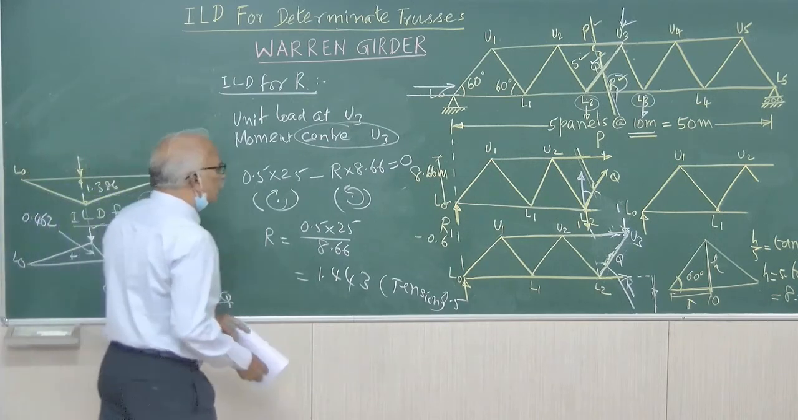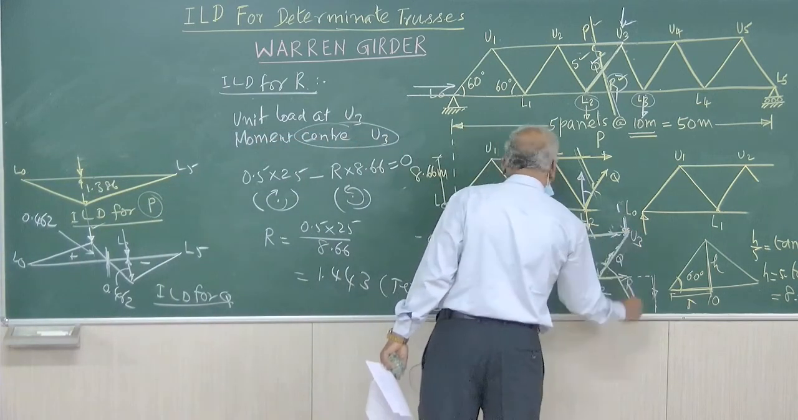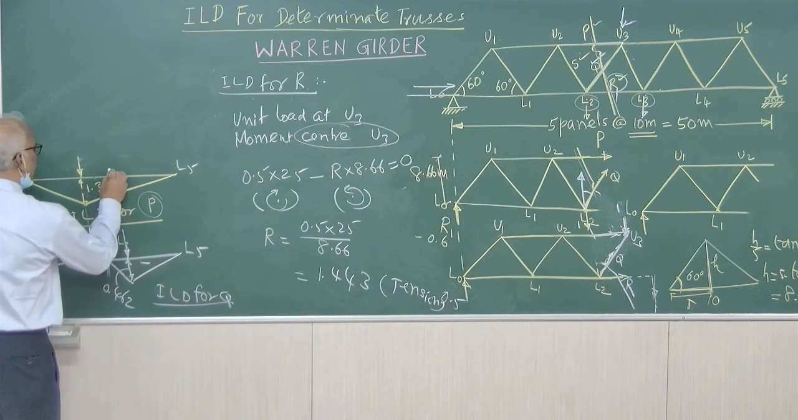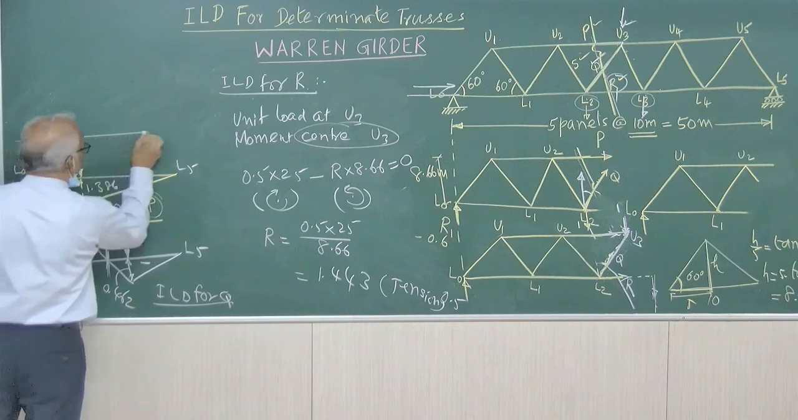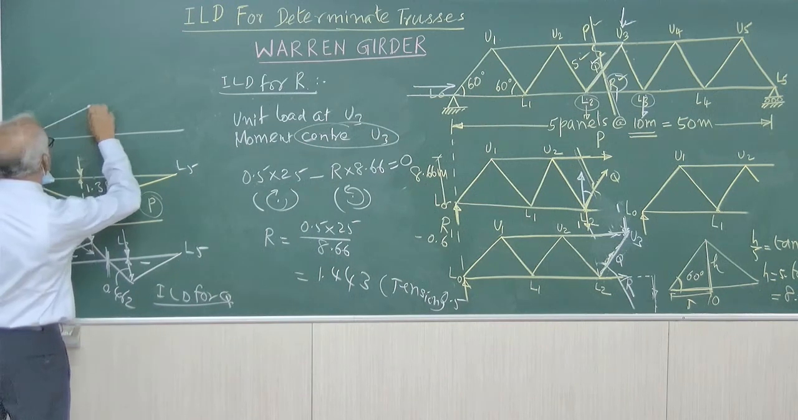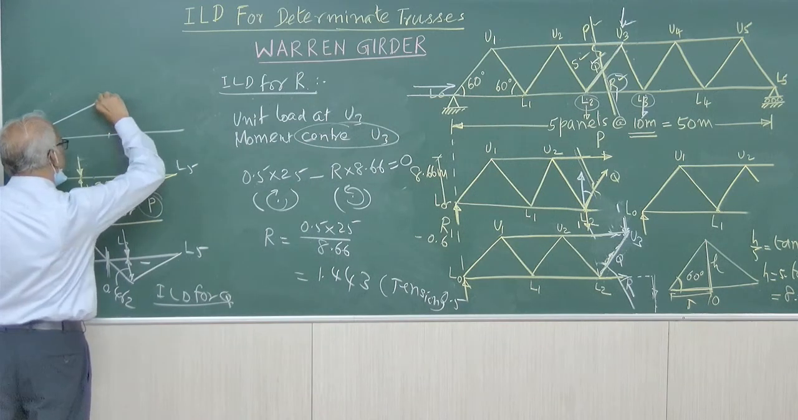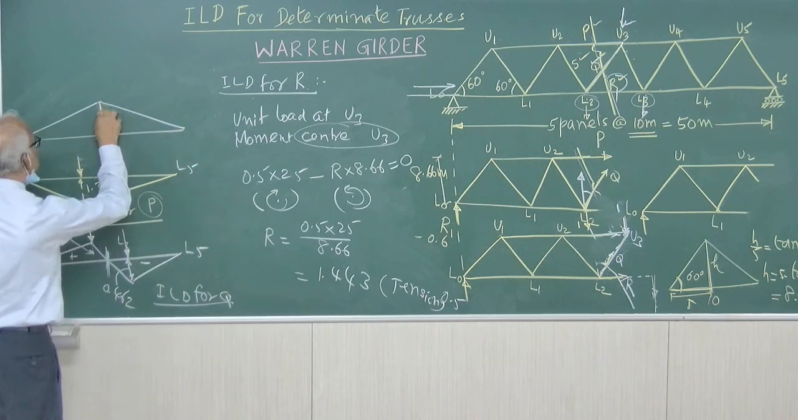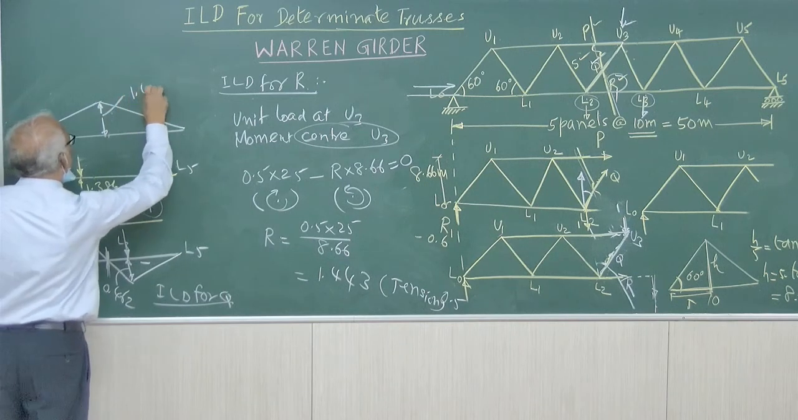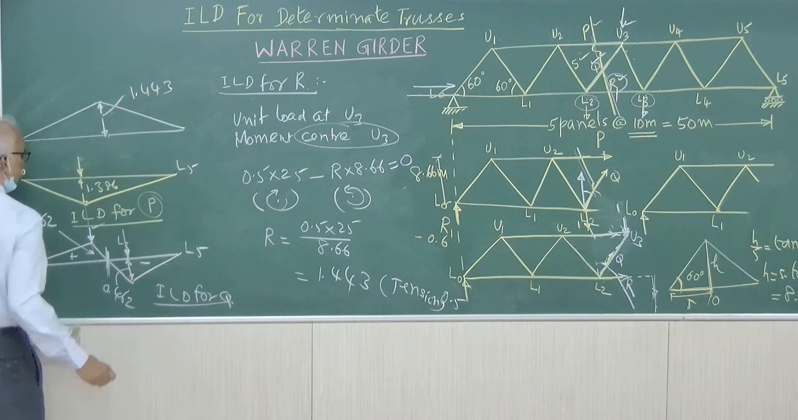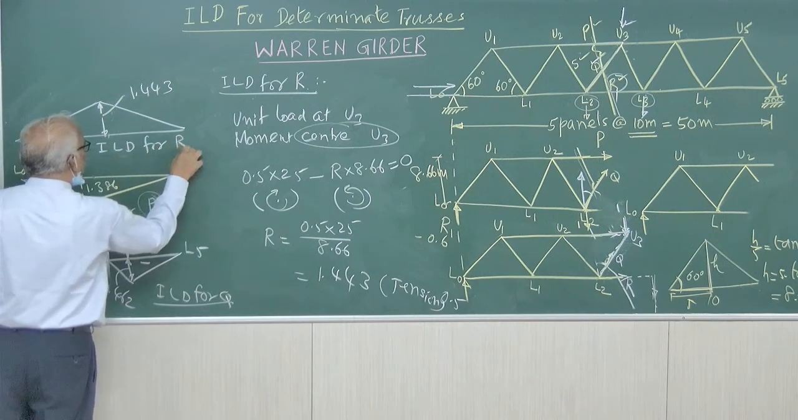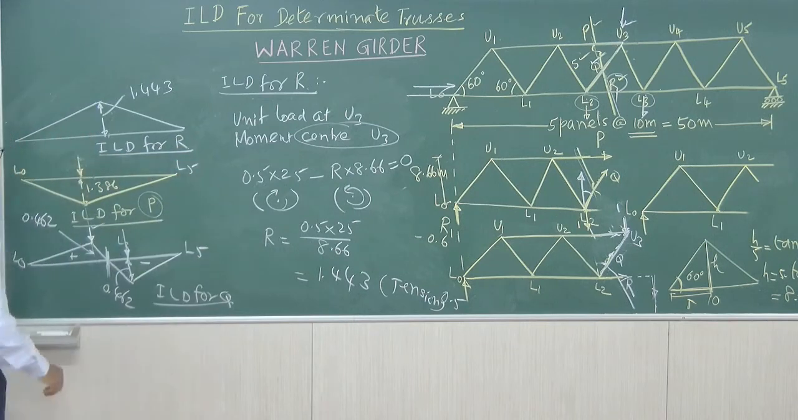Now we have applied the unit force at L3. L3 is the midspan, therefore this is L3, yes. This is the point L3. It is under tension, therefore you can draw it above the line. Now this value equal to 1.443. This is the ILD for the force in the member R.